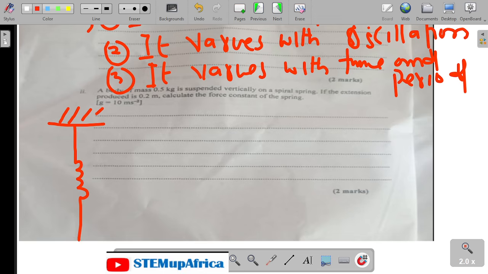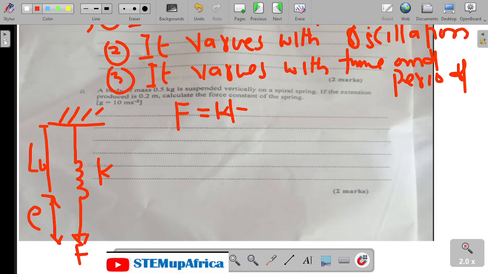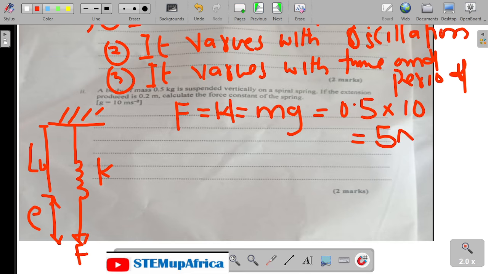So a spring must have a spring constant K, the original length, and we produce an extension when a load of force is applied. We know that force is the weight or the load. The value is mg. So if I multiply now, I'm having 0.5 times 10. The force now will give us 5 Newton. So we know that F from Hooke's law is Ke.